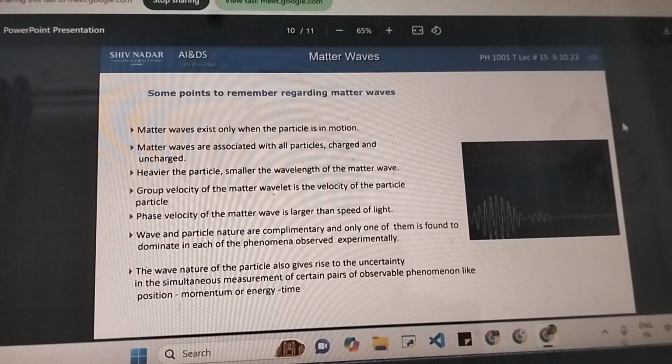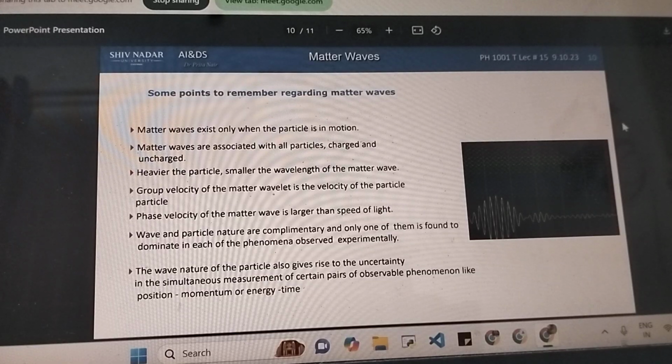So there are some concluding points to remember about matter waves. Matter wave basically is the wave which represents any piece of matter or any object, meaning the equation we use to describe the wave nature of an object. So matter waves exist only when the particle is in motion. Obviously, you can call something a wave only when it's moving, right?